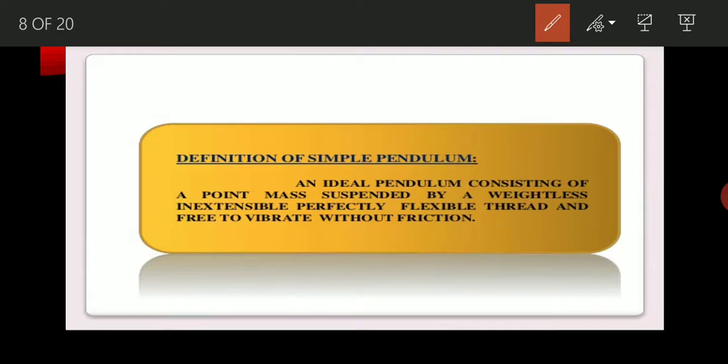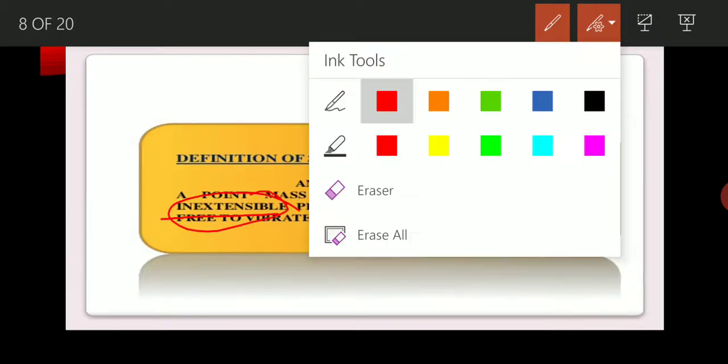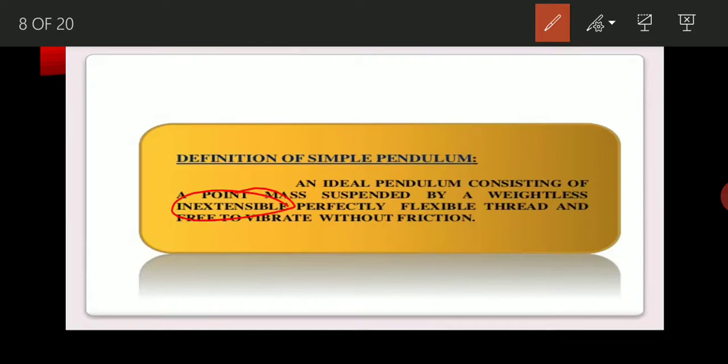Definition of the simple pendulum: it is an ideal pendulum. Students, just see here, the term ideal is given. So an ideal pendulum consisting of a point mass suspended by a weightless, inextensible, perfectly flexible thread and free to vibrate without friction. Here some important points are given. I just want to draw your attention to weightless, inextensible, perfectly flexible, along with frictionless. So these are the factors. It means if this kind of system is created, it is known as the ideal pendulum.